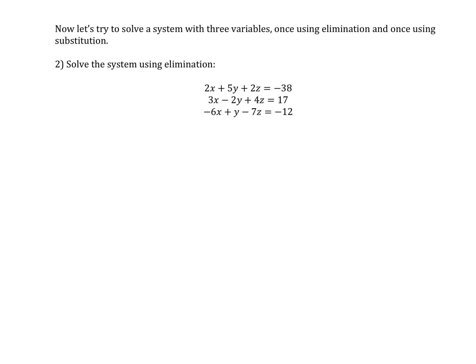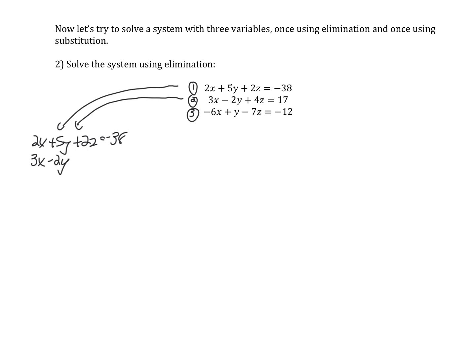So here's what I'm going to do. I'm going to take my first two equations. I'm actually going to label these 1, 2, and 3. What I'm going to do is just take my two equations and line them up right underneath each other. Okay? So 2x plus 5y plus 2z equals -38, and 3x minus 2y plus 4z equaling 17.